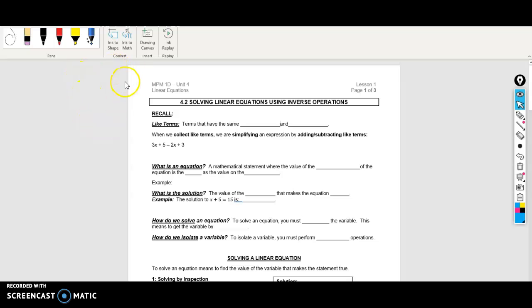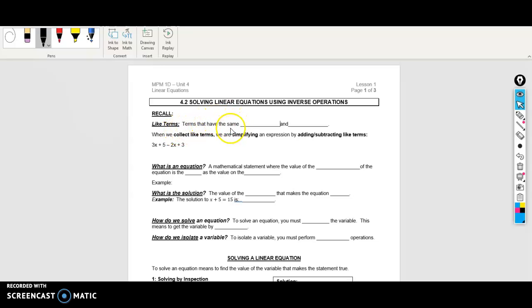In this video, we're going to go through lesson 4.2 to do some solving of linear equations, just a simple introduction, and then we'll step it up in the next few lessons with some more complex examples of solving linear equations. So before we begin and jump in, we're going to do a quick review of like terms.